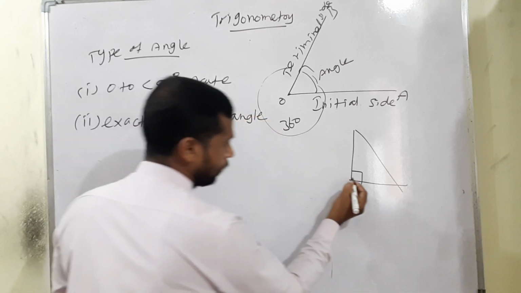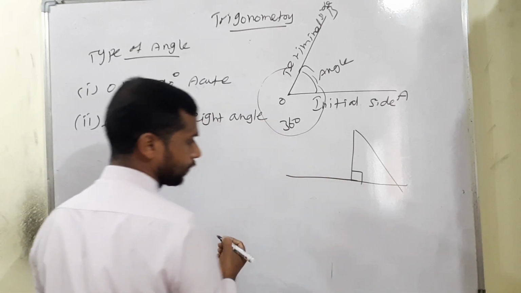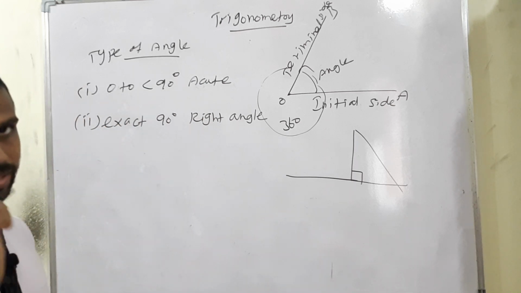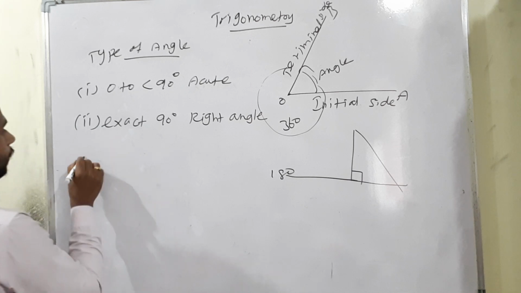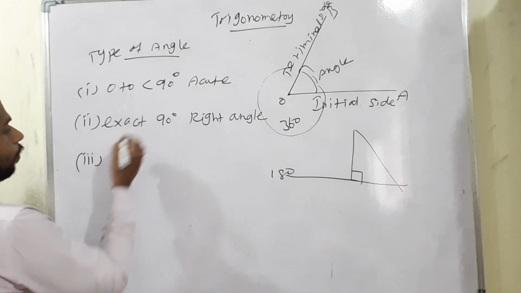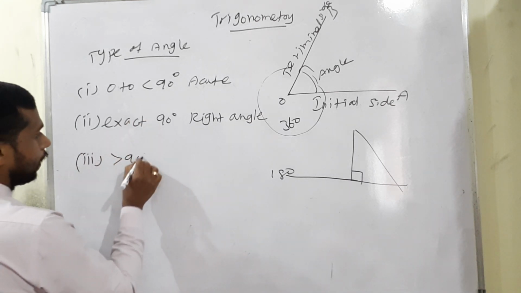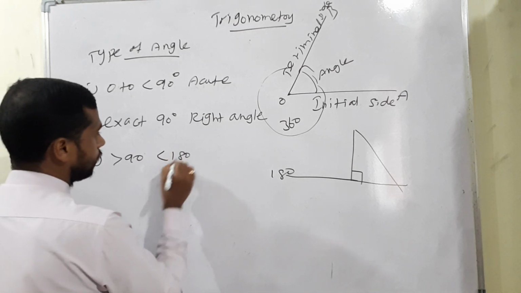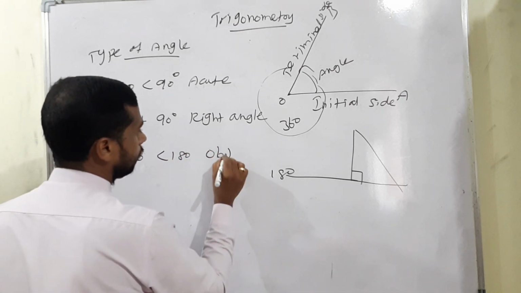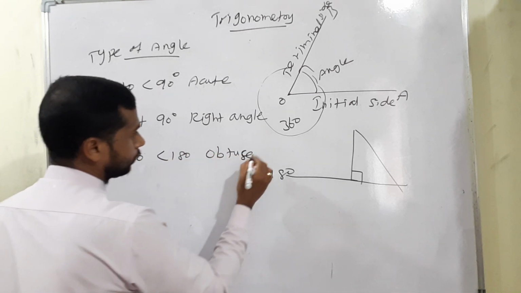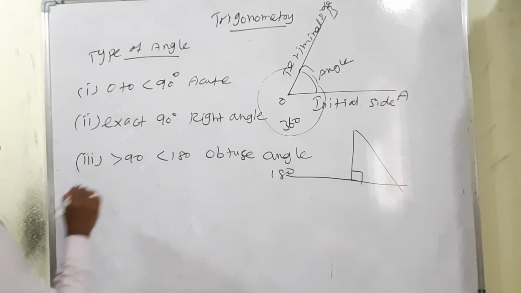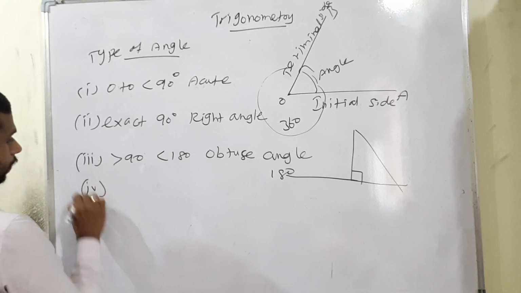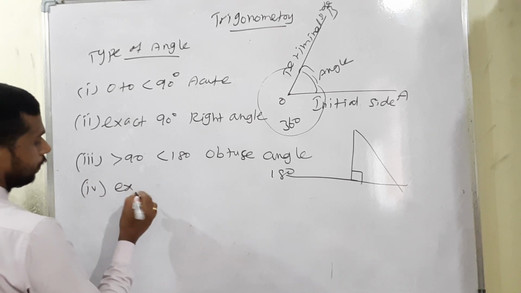Right angle. The same angle moving on to an exact straight line, that is 180 degrees, isn't it? But another one in between, the third one: more than 90, so greater than 90 and less than 180, that is called an obtuse angle. Then exactly 180 degrees.